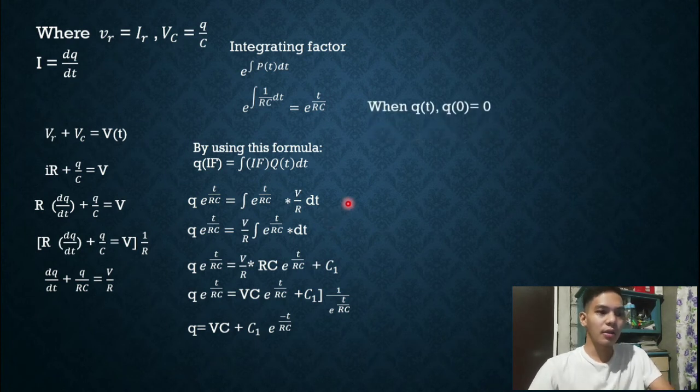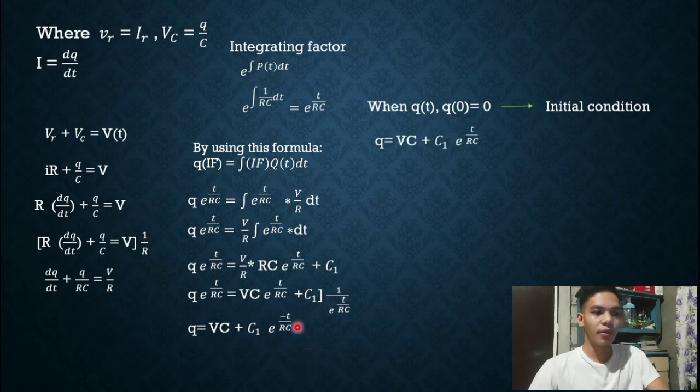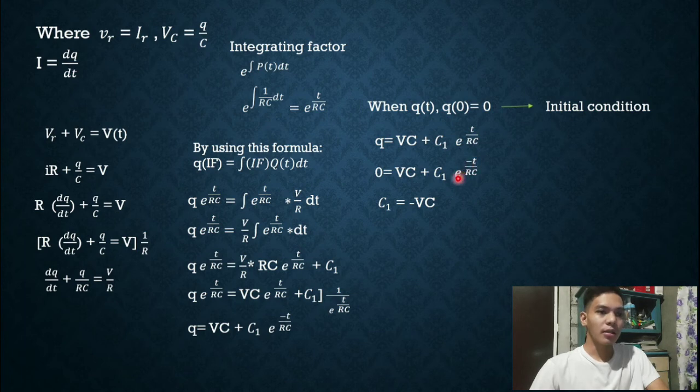Now, given the initial condition, we are going to use this formula. Q equals VC plus C1 e raised to negative t over RC. Substitute all the present values: 0 equals VC plus C1 e raised to negative t over RC. Negative t equals 0, so we just have e raised to 0, which equals 1, so we don't have to put anything there. C1 becomes equal to negative VC, because VC becomes negative when we move it to the other side.